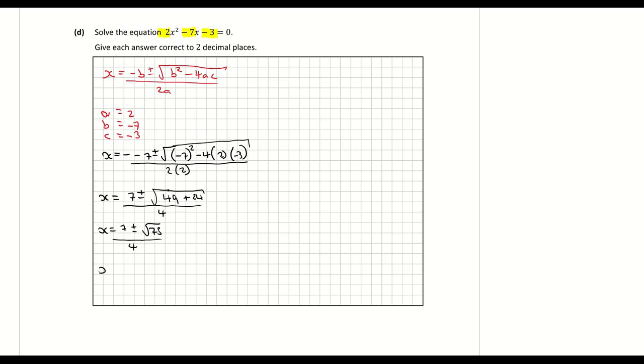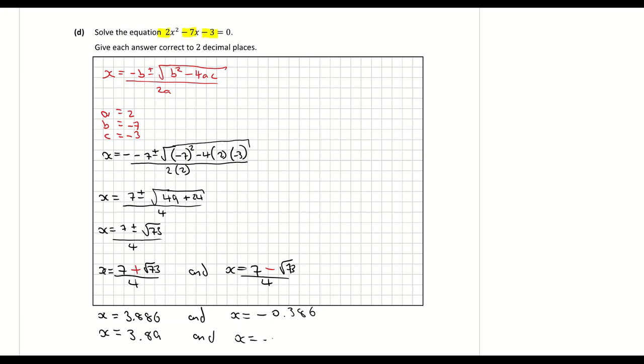So my answers now are going to be x is equal to 7 plus the square root of 73 all over 4, and x is equal to 7 minus the square root of 73 over 4. So this is where the plus and the minus comes into play. Because the question said solve the equation, and when you have a quadratic equation you're always going to have two answers. So my answers here are x is equal to 3.886 and x is equal to minus 0.386. The question set two decimal places, so x is equal to 3.89 and x is equal to minus 0.39. So there are my solutions to the equation.